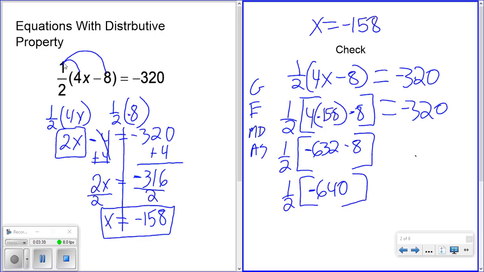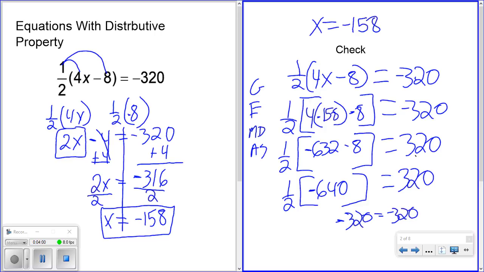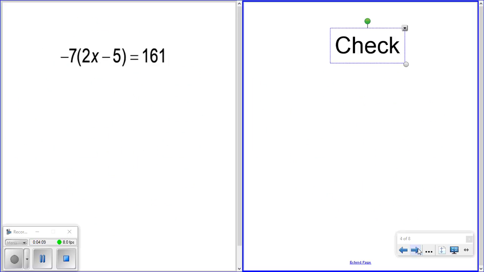A number next to a grouping, parentheses, or bracket means multiplication. So you're going to do 1/2 times -640, and that is -320. So that's -320 equals -320. And when it works out perfectly, you can go ahead and check it and move on. If you have made a mistake, you'll need to go back and look through all of your steps and make sure you figure out what your mistake is.